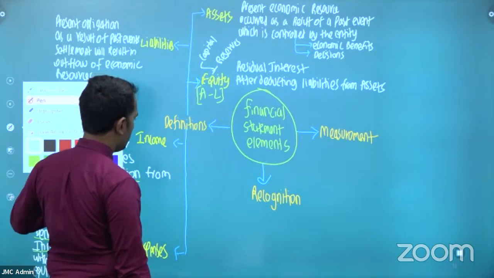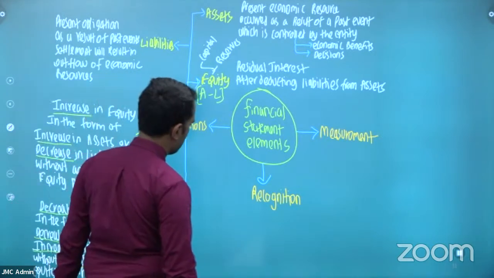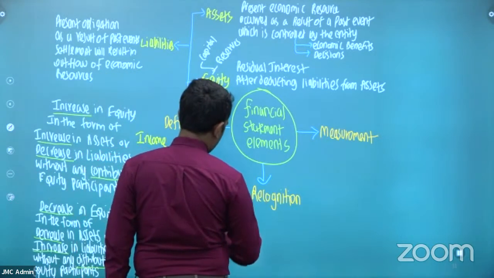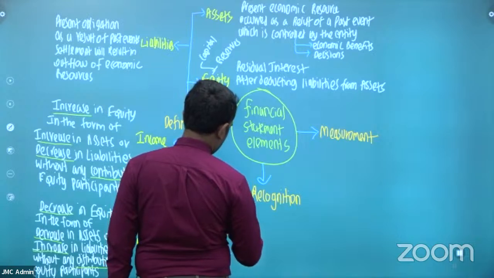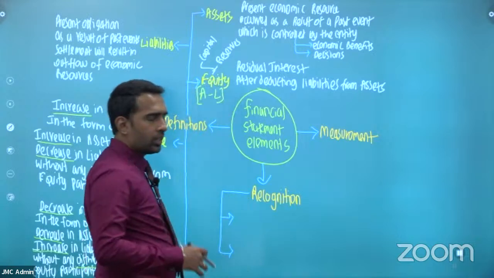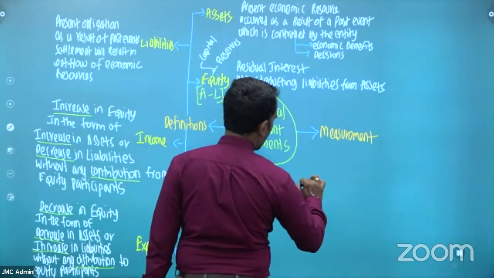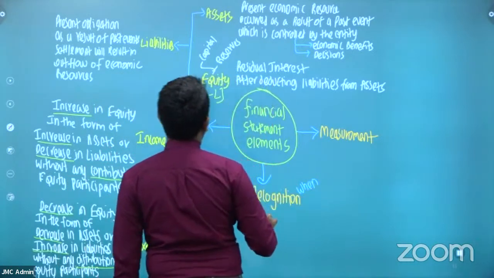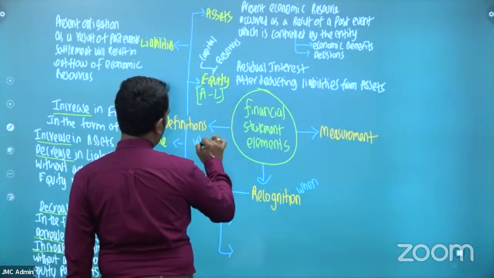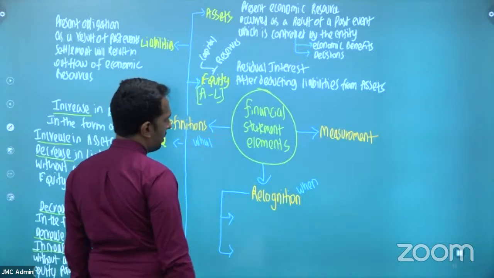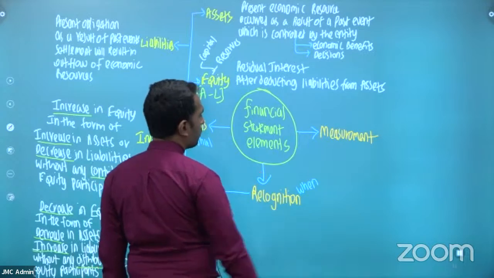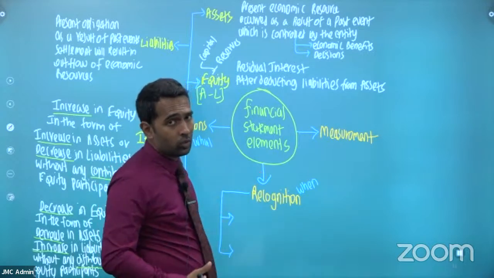Then how to recognize, right? When to recognize? Recognition is all about timing. Definition is what? What is this? Recognition is when are we supposed to recognize? When are we taking them into books?